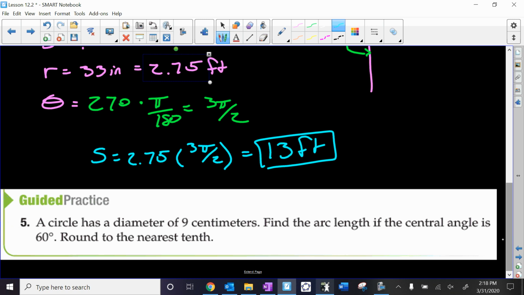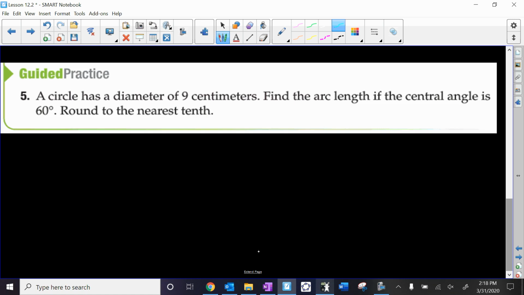We'll do one more out of here. A circle has a diameter of 9 centimeters. Find the arc length if the central angle is 60 degrees. Round to the nearest tenth. So S is equal to R theta. We're trying to find arc length. I need a radius. They actually give me the diameter. Remember, the radius is just half of the diameter. So 9 divided by 2 gets us 4.5.